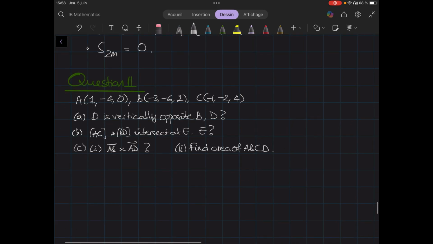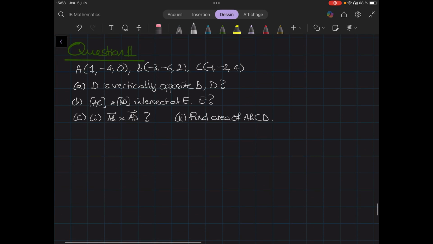Moving on to question 11. This one is on vectors. You're asked to find the coordinates of D. So let's do that. Since we know that it is a parallelogram, vector AB has to be equal to vector DC. Pay attention to the convention here. It's A, B, C, and D.